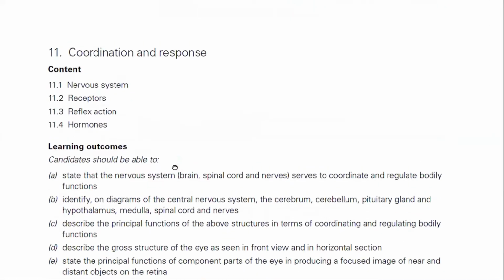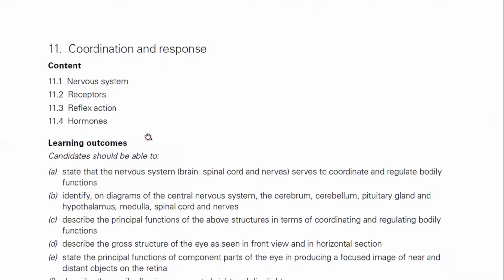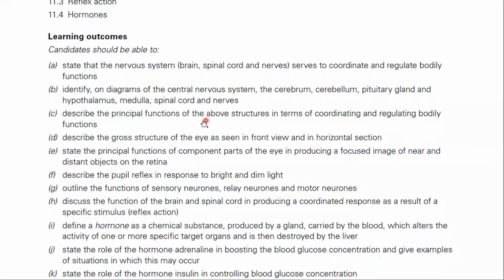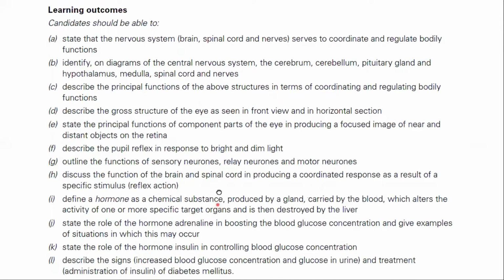Then we have chapter number 11, known as coordination and response, in which we have the nervous system, receptors, reflex section, and hormones. Here we have the central nervous system, also the section of the brain, which consists of the cerebellum, pituitary gland, and hypothalamus, which also help in maintaining a constant environment, and moreover the principal functions of the above structures too. Then we have the eye, in which we'll be discussing the pupil reflex. Then we have neurons such as sensory, relay, and motor neurons.